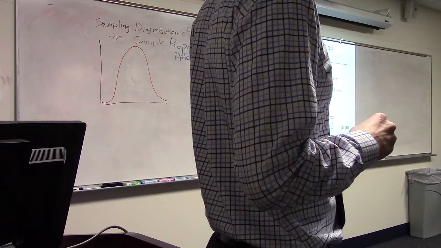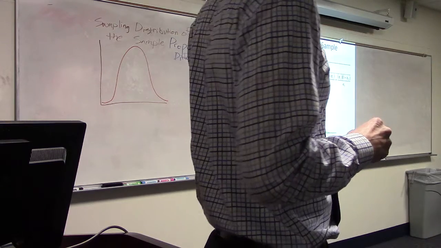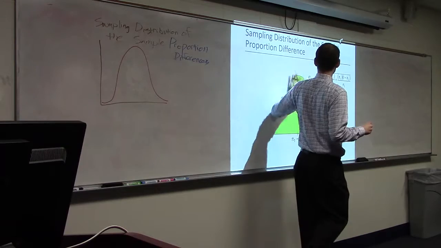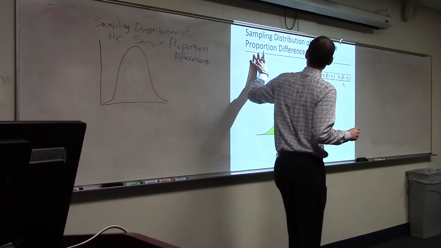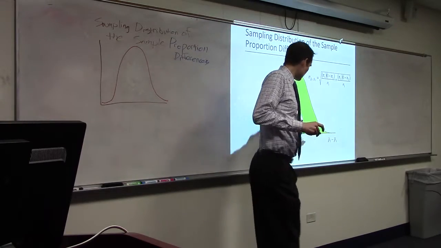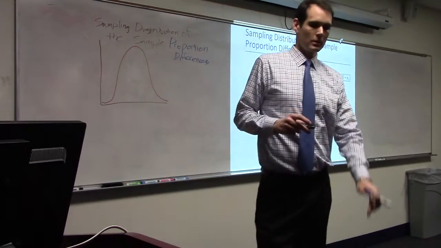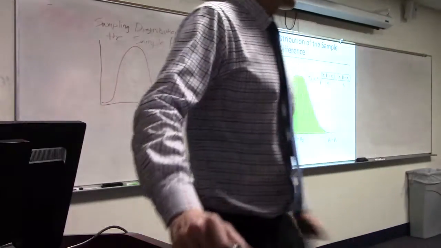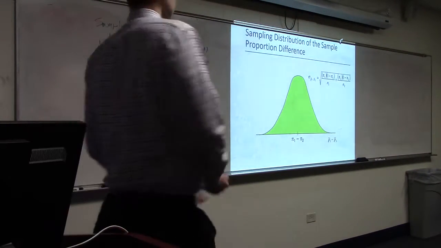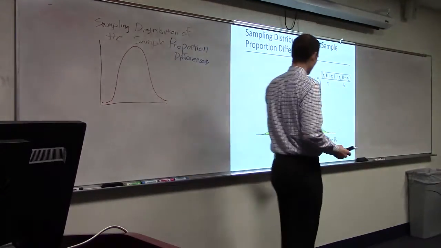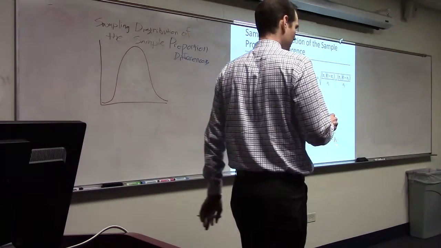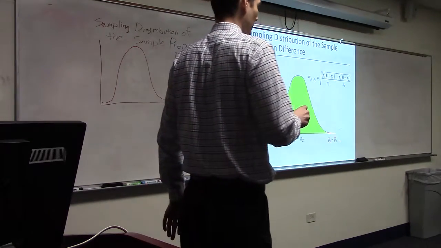All right. And there we have it. We've got a metric for the standard deviation of this sampling distribution of the sample proportion difference. And the mean is the true population proportion difference. And again, this part right here, this p bar 1 minus p bar 2, why is that on the graph and what does it mean? It's the sample proportion difference.